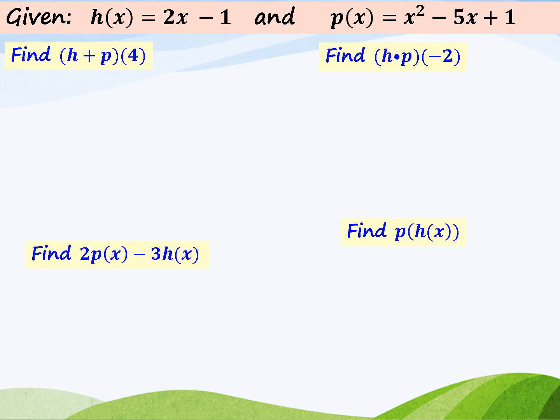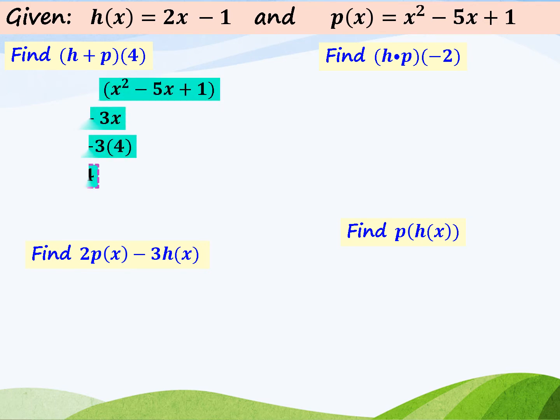Okay, so first example says find h plus p of 4. Now there's 2 different ways you could do it. The first way is you could do h plus p, figure out what that is, and then substitute in the 4. Or you can figure out what h of 4 is, what p of 4 is, and then add those results. Either way, perfectly legit, perfectly legal.